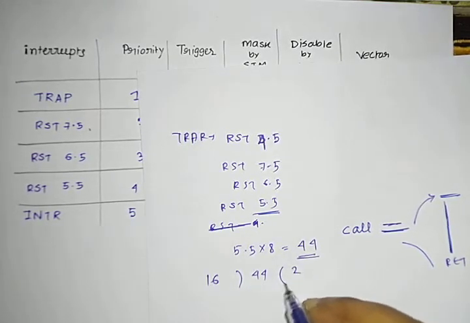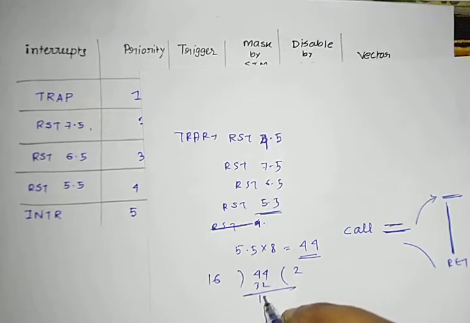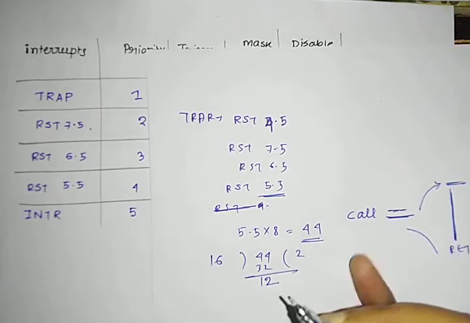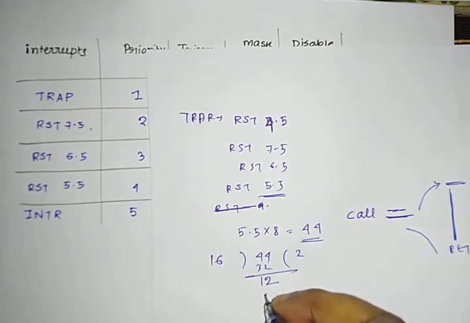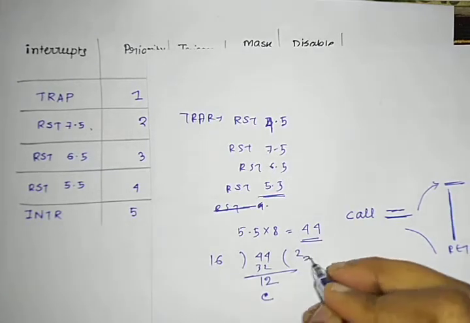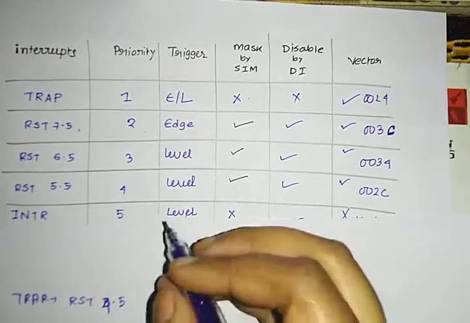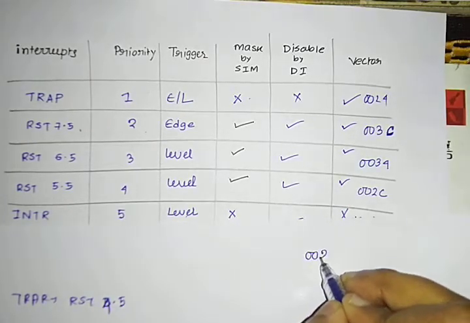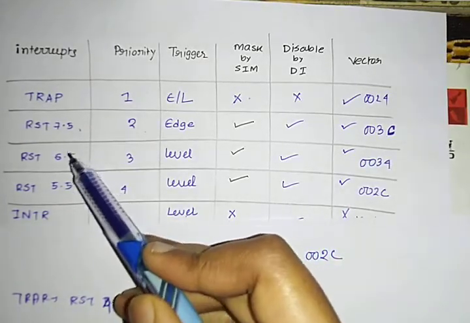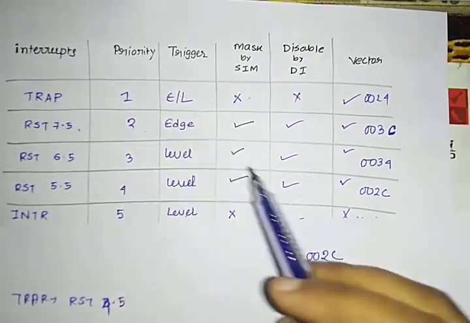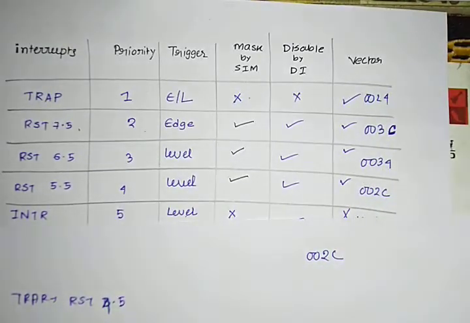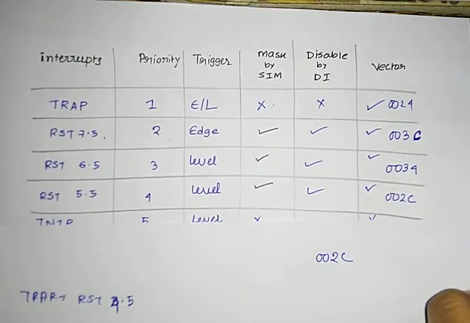16 times 2 is 32, remainder 12. 12 in hexadecimal is C, as A, B, C. So 2, then C. Look at this address. So 5.5 is 002C. Do these 6.5, 7.5 and 4.5 yourself. So this is how we can get the address of these interrupts. Okay.